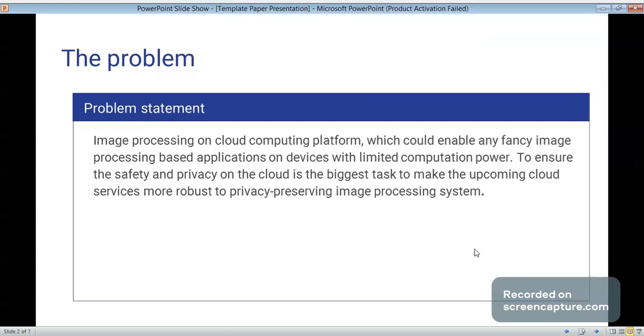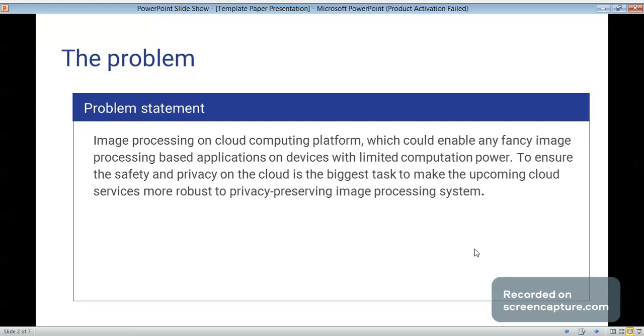So this is our problem statement, that is image processing in a cloud computing platform which could enable any fancy image processing based application on devices with limited computational power. And to ensure safety and privacy on the cloud is the biggest task to make the upcoming cloud service more robust to privacy preserving image processing systems.